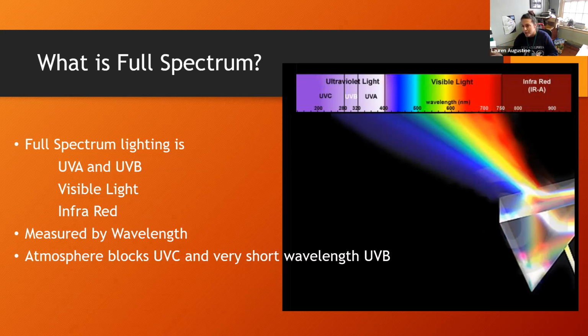But it's important to remember in terms of being on Earth that the atmosphere does block out certain wavelengths. What that blocks out is basically all of the UVC. So something that we don't have to consider for our taxa is UVC, as well as the short wavelength UVB.